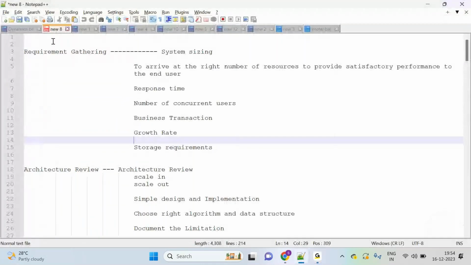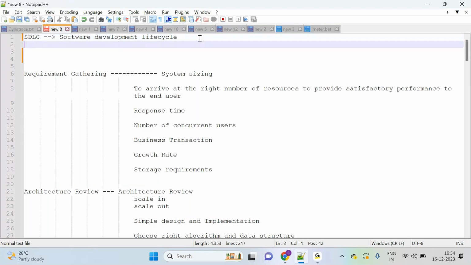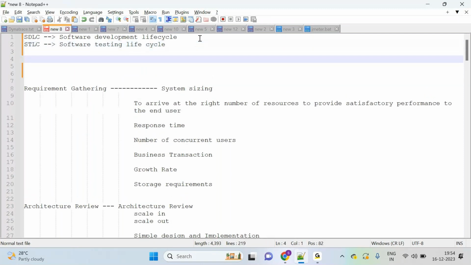What you are going to do? SDLC, the software development lifecycle. That is the SDLC model. Even when you are doing normal functional testing, you do STLC, which is the software testing lifecycle. So all these days, maybe you guys are doing performance testing.